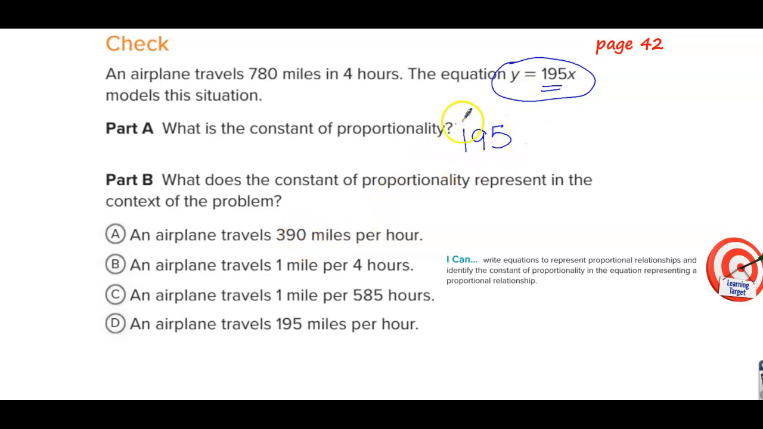It wants to know what's the meaning of the 195. The only one of these sentences that even has the 195 in it is the last one. An airplane travels 195 miles per hour. Well, that's what this would be. It's a unit rate, 195 miles in 1 hour. So D was your correct choice.